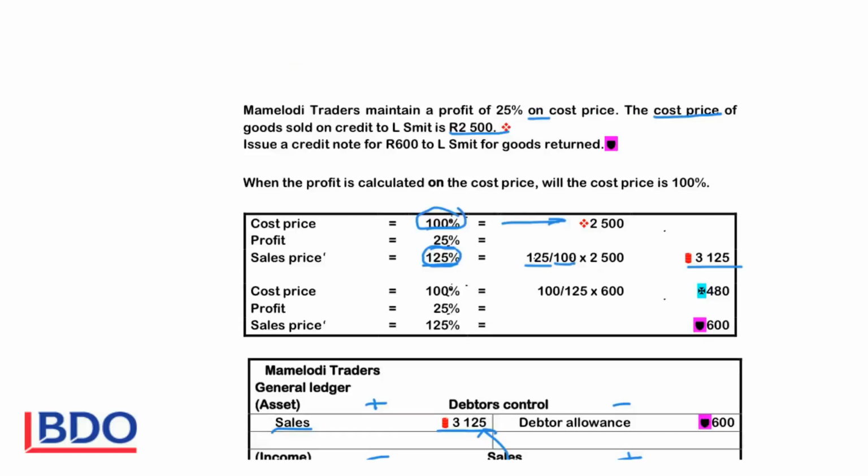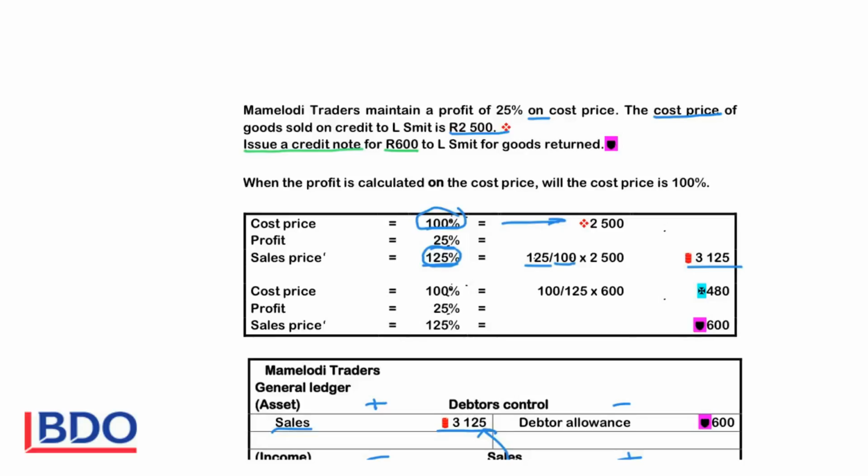Issued a credit note for 600 for goods returned. So when we sell goods, we issue an invoice. When we want to reduce the account of a debtor, we issue a credit note to indicate that we will credit the account to reduce the debt. The credit note will indicate the sales price of the goods because we tell the debtors that we will reduce their account with a sales price of 600 Rand.